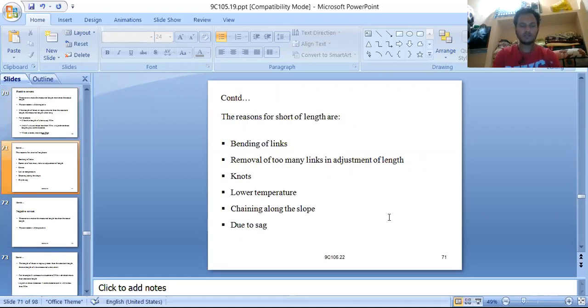And we have different reasons for the short length of chains. Bending of links, removal of too many links in adjustment of length, knots, lower temperatures which may cause the chain to contract, and finally end up with shortening of the chain. Chaining along the slope due to sag. These are all the reasons for shortening of the length.